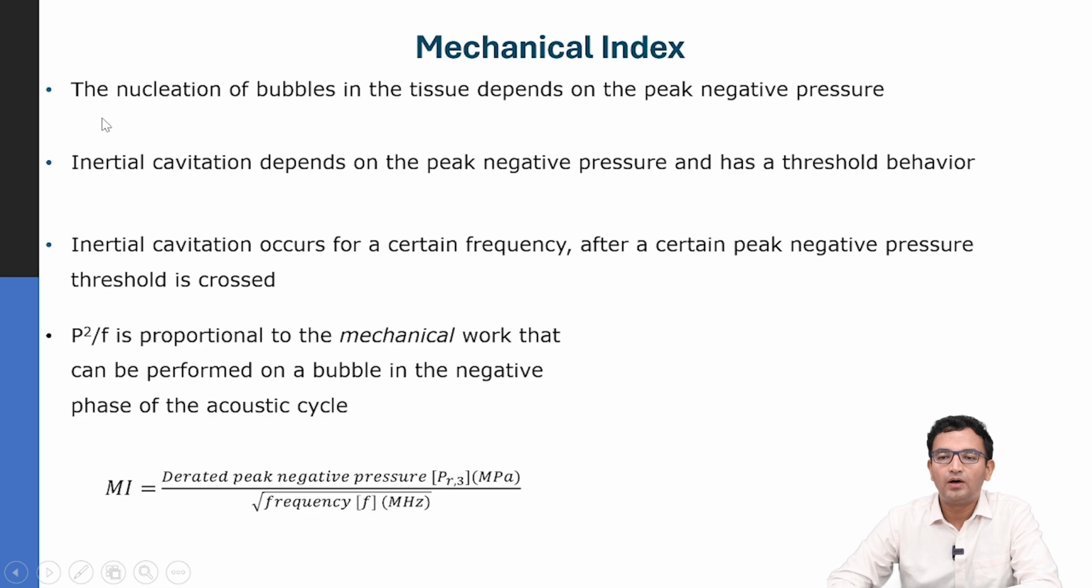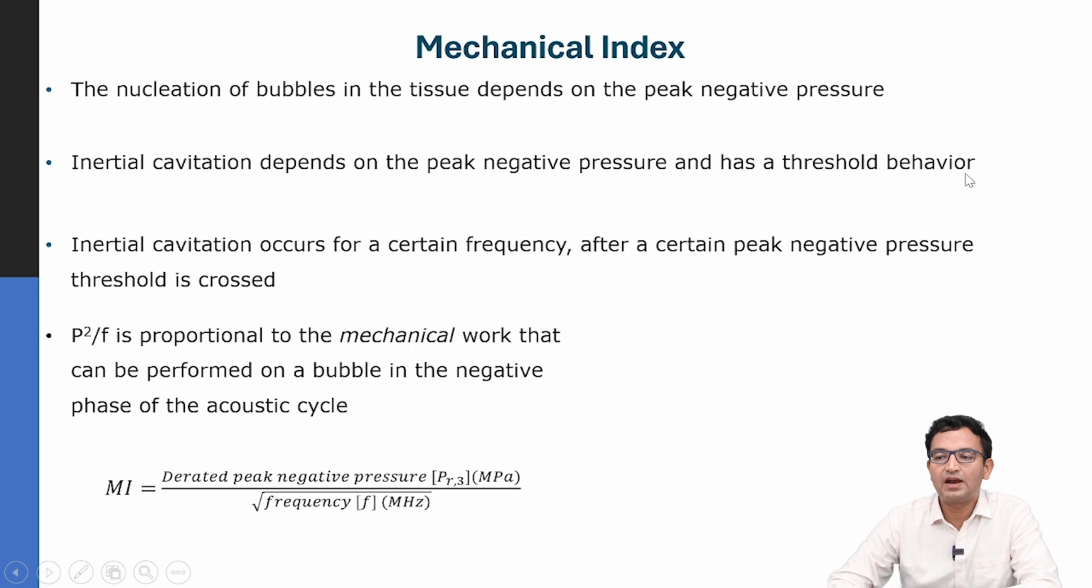So now the nucleation of bubbles in tissue depends on the peak negative pressure. We discussed this in the last lecture, that bubbles can be nucleated during the low pressure phase or the rarefaction phase of the ultrasound, and then these bubbles interact with the incoming ultrasound beam to produce these bioeffects. Now inertial cavitation depends on the peak negative pressure and has a threshold behavior. Note that peak negative pressure is also known as peak rarefactional pressure, and so once you cross a certain threshold, you get this inertial cavitation.